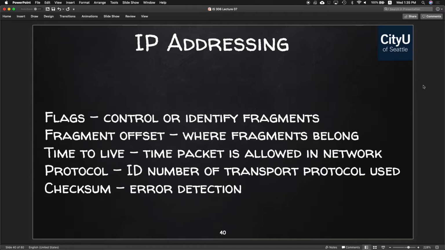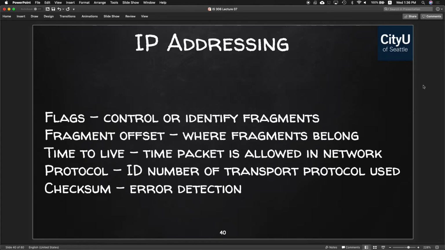Flags control or identify the fragments. Fragment offset just shows where fragments belong. Time to live is the time a packet is allowed in the network. You can say that after 10 seconds, it should already be deleted from the network. Protocol is the ID number of the transport protocol used. There's ICMP, IGMP, TCP, UDP. And if you remember before, we have TCP and UDP: the Transmission Control Protocol is slower, but you receive feedback. With the User Datagram Protocol, it's faster, but it doesn't give you feedback, and they have different use cases.